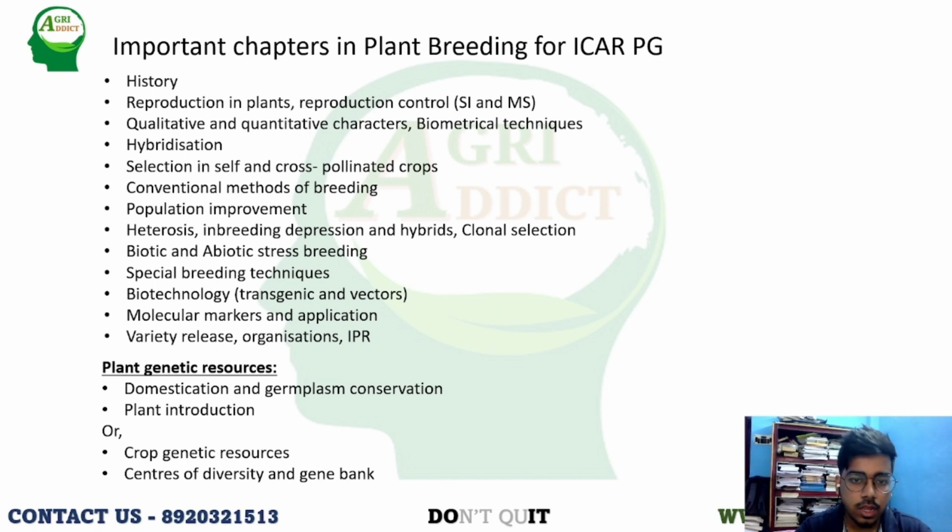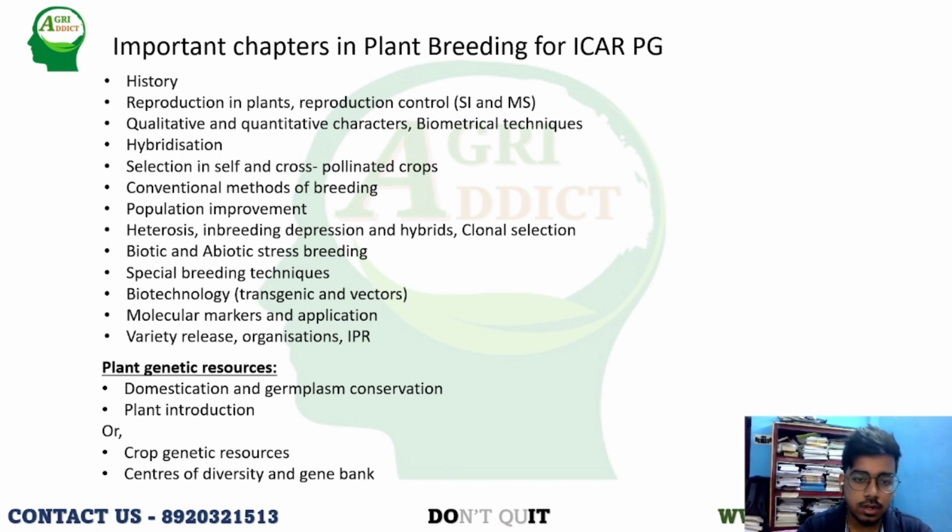Okay. Then the hybridization chapter. This chapter is well written in the BD Singh book. You should follow the whole chapter from there. Then selection in self and cross-pollinated crops. Selection in self-pollinated crops, this chapter is very important. You should read it completely from the BD Singh book and understand and memorize the concepts.